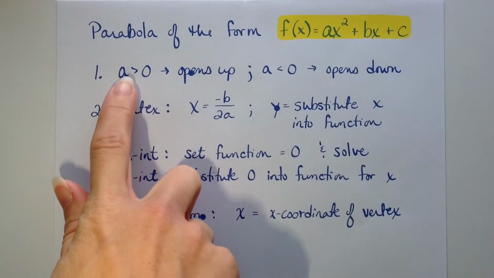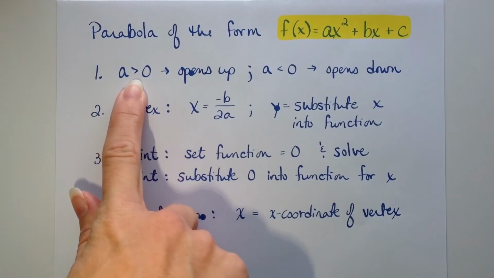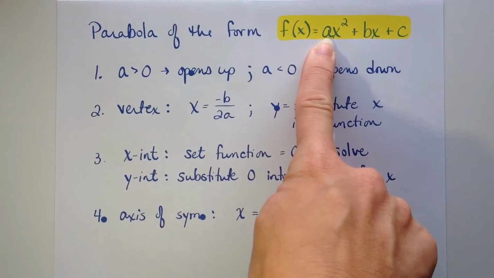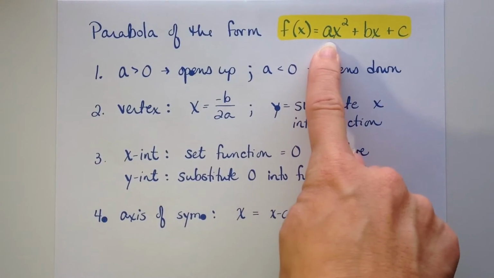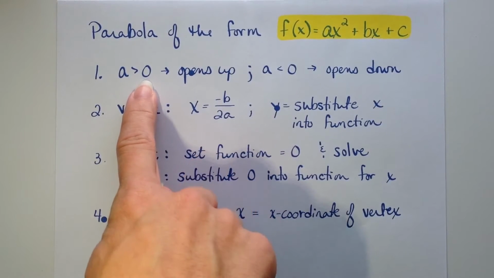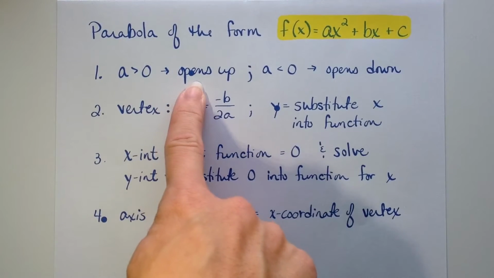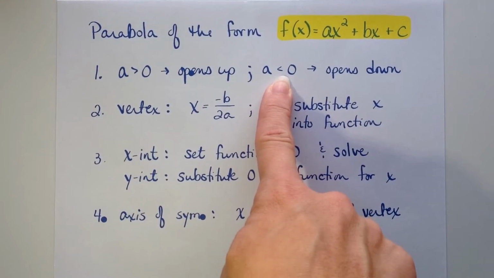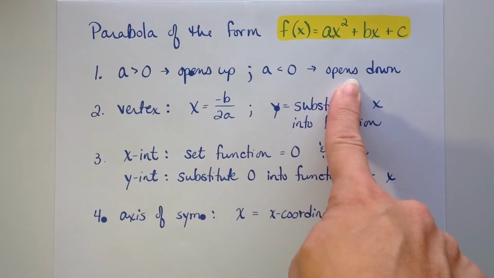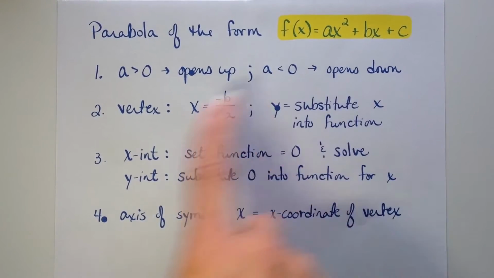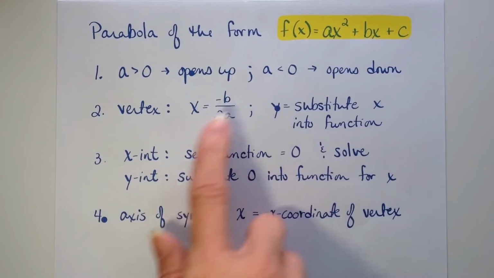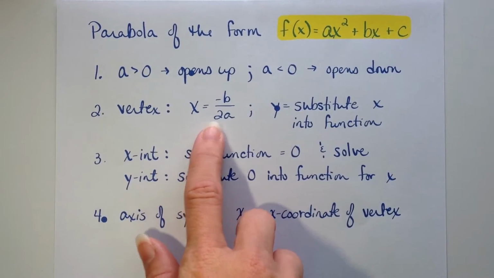You'll notice that the first statement refers to a being greater than 0 or a being less than 0, so that's in reference to the coefficient of your x squared. So if this value is positive, it's greater than 0, then that means your parabola will open up, as you saw one just a few minutes ago. If your a value is less than 0 or negative, then that will tell you that your parabola is going to open down.